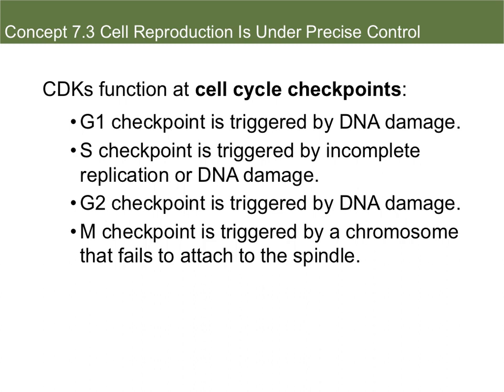The G2 checkpoint is going to be checking for DNA damage. So is it ready to go to mitosis and be put into new daughter cells? The M checkpoint is going to be checking for chromosomes that are not correctly attached to the spindle. So if they're lined up properly along the metaphase plate, and if they are correctly attached to those mitotic spindles.